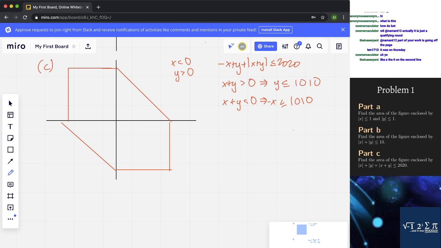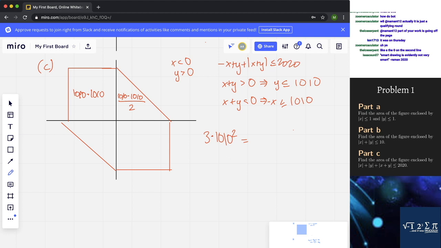Well, this is 10 times 10 over 2. Or, you know what? I can't even do math. This is 1010. And I'm drawing with an eraser again. 1010 times 1010 over 2. This is just 1010 times 1010. And we're multiplying this by 2. So it's just 3 times 1010 squared, which, if you know how to do stuff, I think it's this.